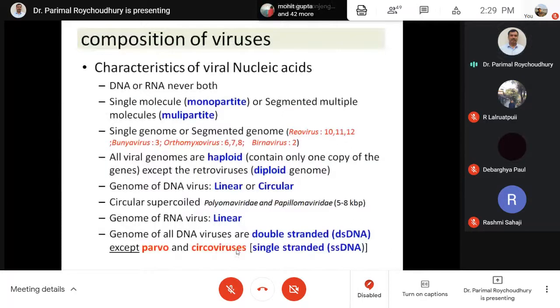Okay. Now, if you go to the composition of viruses, straightaway we can say the nucleic acids, proteins, carbohydrates, and fats, whatever is there, they make up the viruses. So if you see the major part of the virus, it's the nucleic acids, and we know that the nucleic acid of viruses is either DNA or RNA, never both, okay?